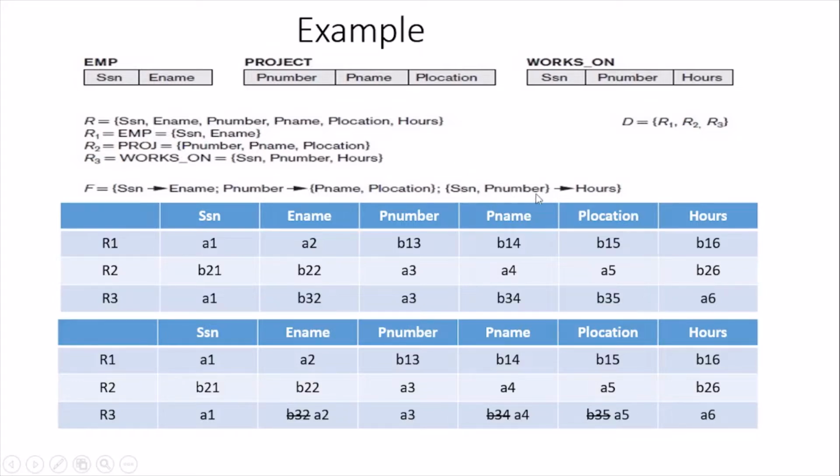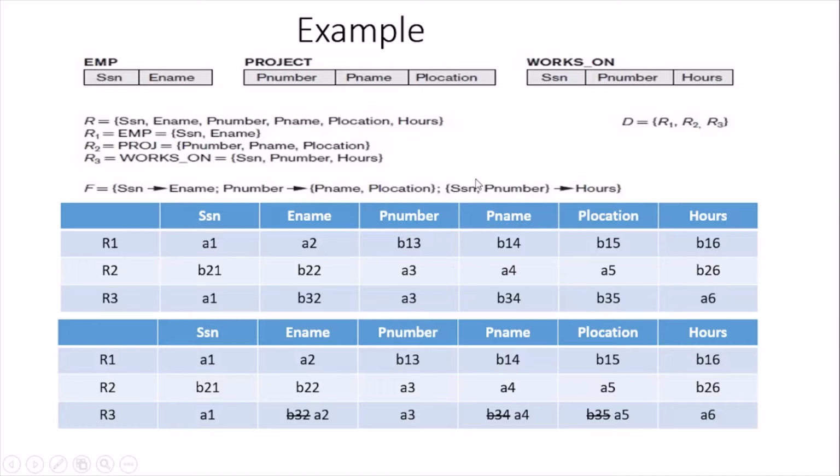Then SSN comma P number. This is A1, B13, B21, A3, A1, A3. So all these are distinct, so no need to make any changes. The only time you make a change is when you take P number, you take the combination P name comma P location. There you make the change. And for SSN comma P number, when you have a set of attributes here, you take that particular combo and check the values.